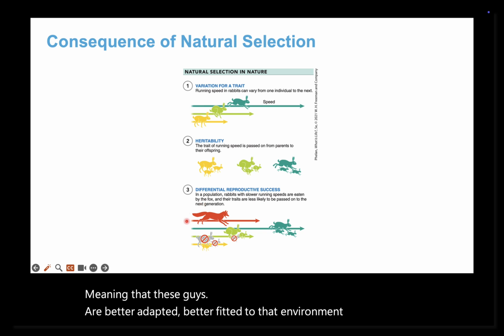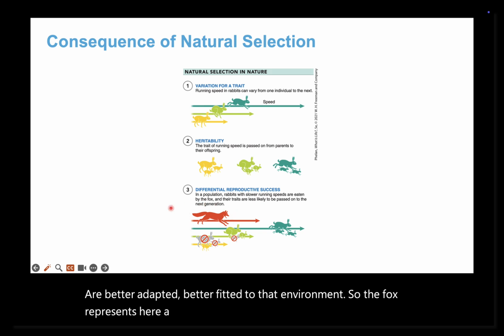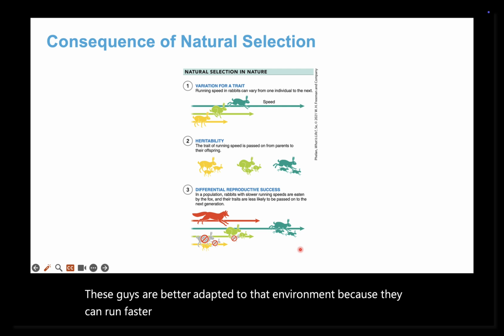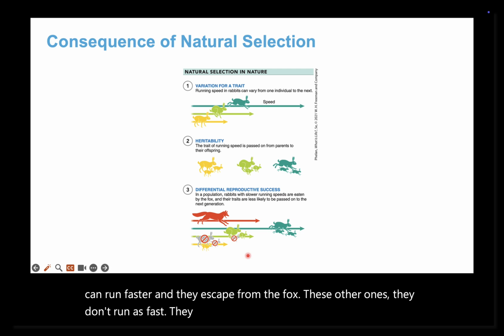So the fox represents here a selective pressure. These guys are better adapted to that environment because they can run faster and they escape from the fox. These other ones, they don't run as fast, they are slower, therefore they are predated by the fox.